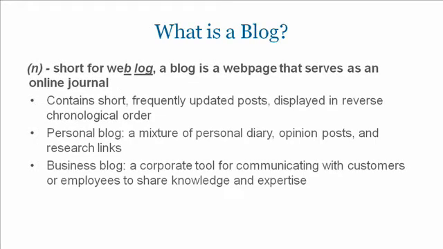So what is a blog? Well, a blog is an online journal or weblog that's housed on your website. Blogs are usually made up of short, frequently updated posts that are arranged chronologically with the most recent date first. A blog can contain text, images, or other media, and blogs generally fall into two categories, personal or business. A personal blog is a mixture of a personal diary with opinion posts and research links, and a business blog is a corporate tool used for communicating with customers or employees to share knowledge, build additional web traffic, and connect with potential customers.